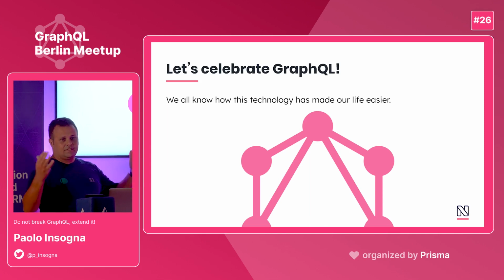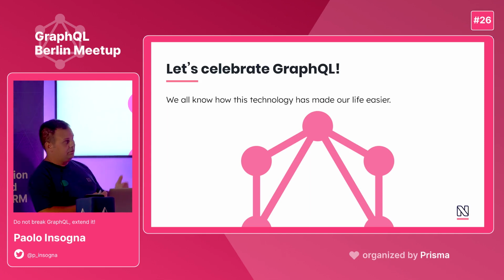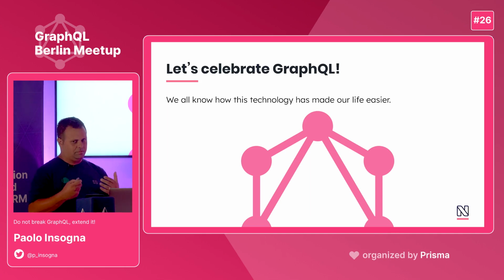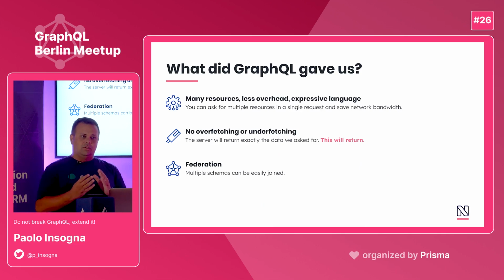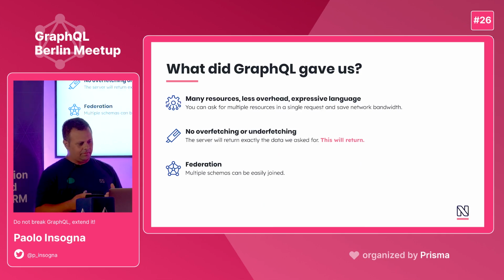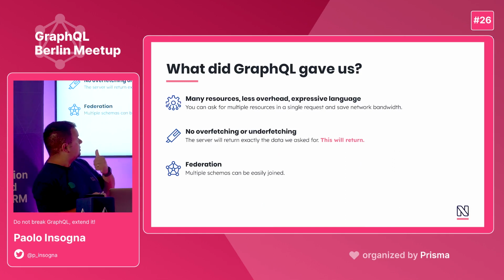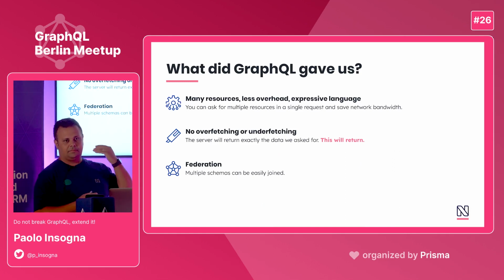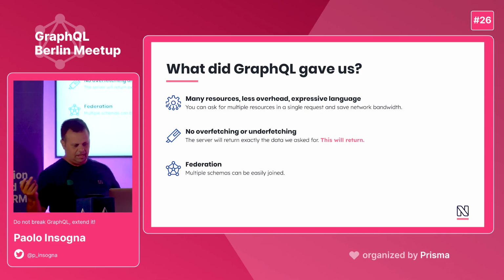First of all, let's give a shout out for GraphQL, because we use it every day. It's a technology that has made our lives much, much easier to deal with. And the thing is, what exactly did we get from GraphQL? Now, we can get many resources with less overhead, in an expressive language that is very easy to translate, whether in TypeScript or whatever we want, on Prisma definition, I mean, anything.